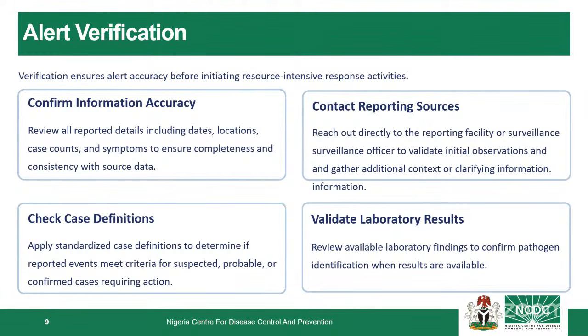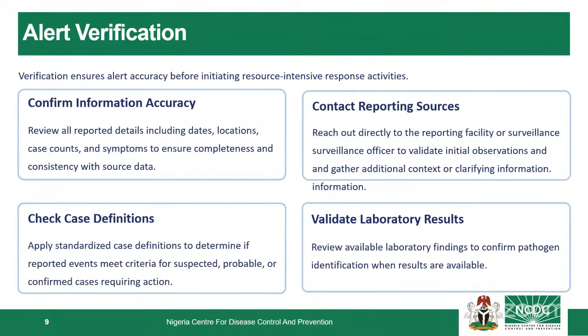And to confirm information accuracy, you want to review all reported details, including the date, the location, the case count, the symptoms, to ensure completeness and consistency with the source data, which is our paper CIF, and also what is on SORMAS, to confirm that that information is correct.